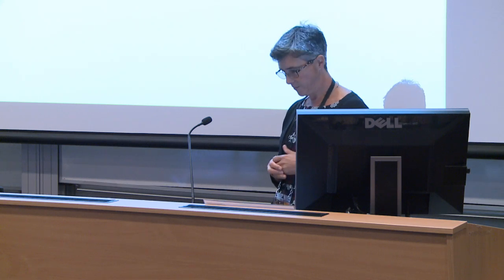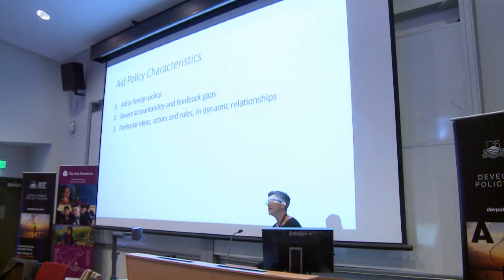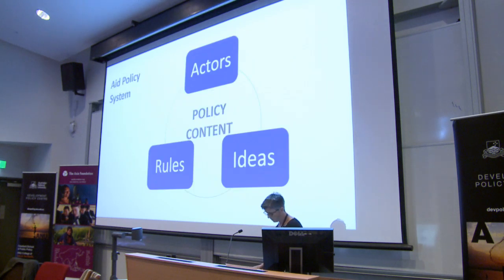Because of these gaps, there are specific politics involved in aid policy making. There are specific actors with particular ideas, and the power that these actors and ideas have is prescribed by the rules, both informal and formal. The dynamics between these actors, ideas, and rules in the aid policy system are in contestation with each other about what aid policy should do and could be. And the winners get to see their ideas captured in policy content. You could graphically look at the aid policy system like this. Now I'm just going to briefly talk through the actors, rules and ideas specific to the aid system.